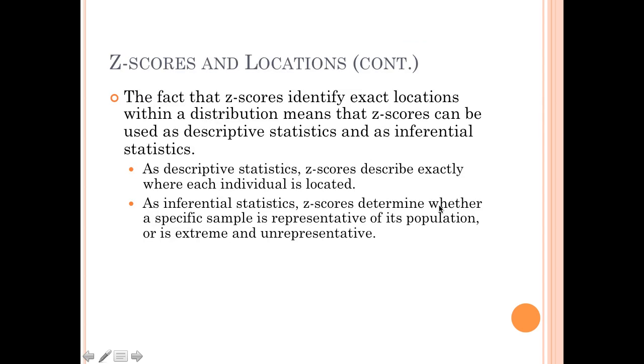So the fact that z-scores identify exact locations within a distribution means that z-scores can be used as descriptive statistics and as inferential statistics. As descriptive statistics, z-scores describe exactly where each individual is located in the distribution. As inferential, z-scores can determine whether a specific sample is representative of its population or is extreme or underrepresented. Meaning, you can use your z-score formula to test hypotheses if you know your population standard deviation and hypothesized population means.